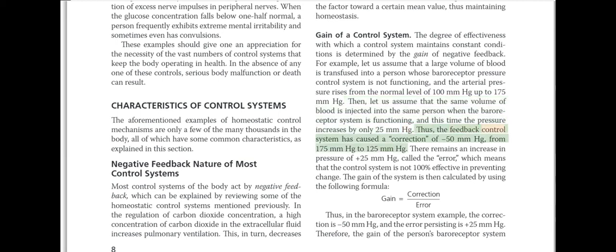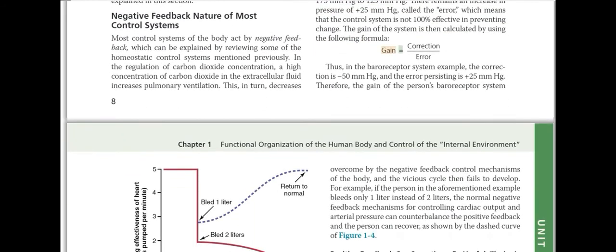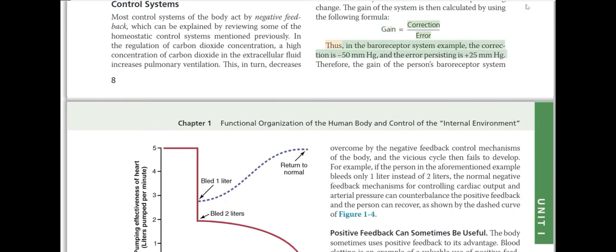Thus, the feedback control system has caused a correction of 50 mm Hg, from 175 mm Hg to 125 mm Hg. There remains an increase in pressure of plus 25 mm Hg, called the error, which means that the control system is not 100% effective in preventing change. The gain of the system is then calculated by using the following formula. Gain equals correction divided by error. Thus, in the baroreceptor system example, the correction is 50 mm Hg, and the error persisting is plus 25 mm Hg. Therefore, the gain of the person's baroreceptor system.